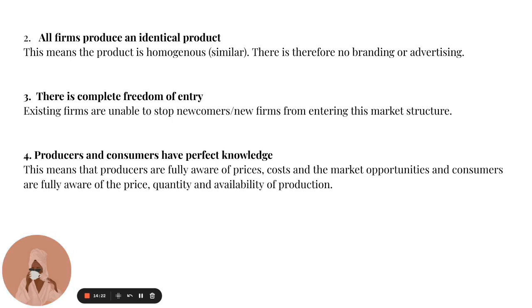Producers and consumers have perfect knowledge. Perfect knowledge. What does that mean? This means that the producers are fully aware of the prices, costs, and the market opportunities, and the consumers are fully aware of the price of the good, the quantity, and the availability of production. For example, remember, everything will be at the same price here in this market structure because of the whole idea of many firms selling identical products, and the whole idea of the market price.